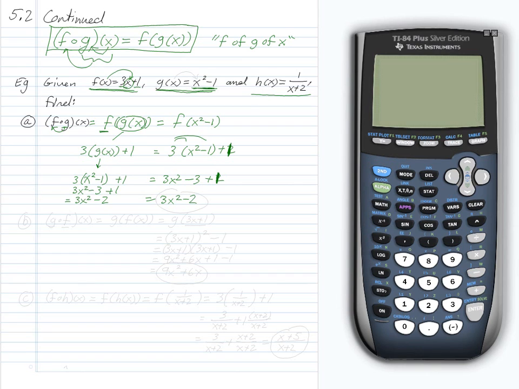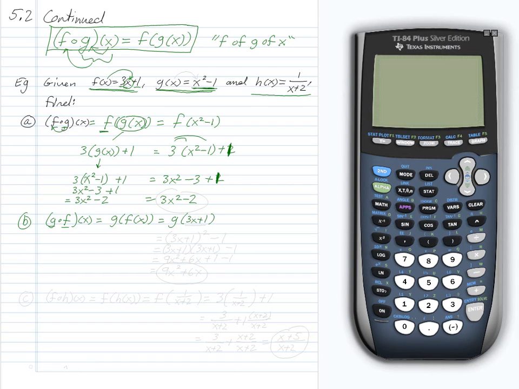Alright, let's try one more of those. Let's look at the other direction. If we ask about g of f of x, what are we asking for? Well, we're saying take f and plug it into g. Okay. Well, we know what f of x is. This is asking us for g of 3x plus 1.